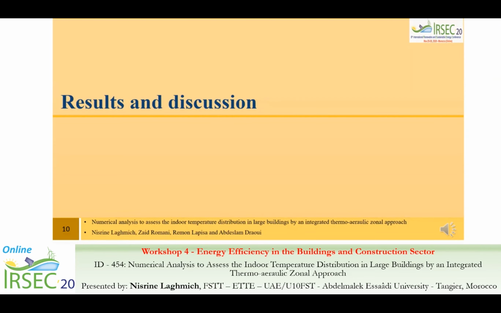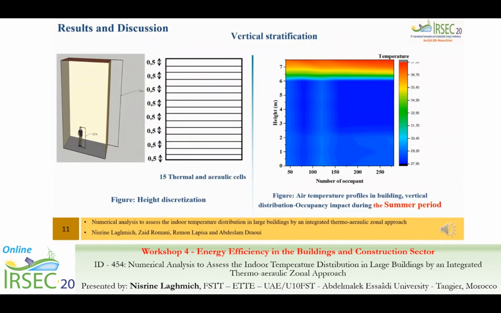Now we pass to results and discussions. So now we will present one of the results obtained for the vertical stratification. A comparative study was conducted to evaluate the effects of occupancy on the vertical gradient of temperature. As a result, we evaluate the impact of occupancy rate on the vertical thermal stratification. As we can see in the right figure, the increase in indoor temperature caused by the number of occupants induces a variation in the transition zone. This phenomenon can be explained by the stack effect.